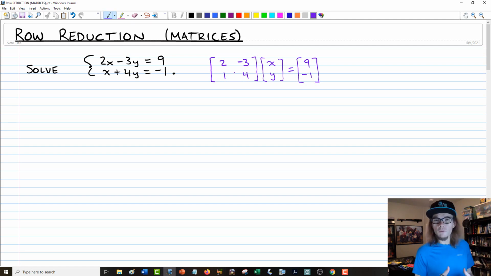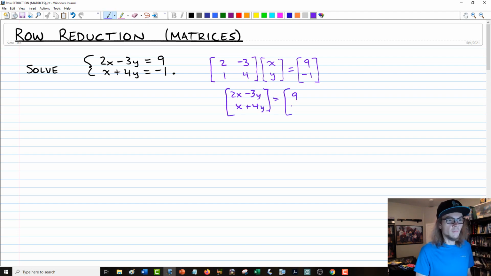And of course, if you know how to multiply matrices, which I'm pretty sure comes before reduced row echelon form in most linear algebra courses, as well as in pre-calc, you know how to multiply this out, and you'll see that on the left side it ends up being the single vector 2x minus 3y, x plus 4y. So in other words, it's the exact same system that we started with. We're just representing it in matrix form.